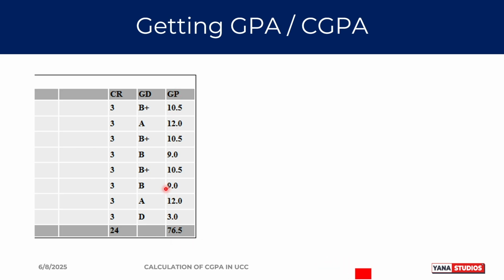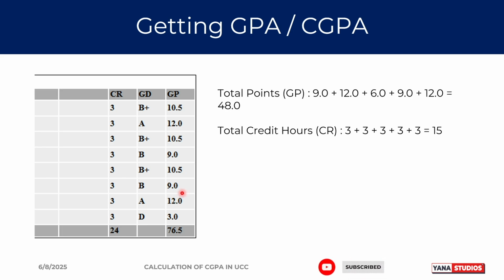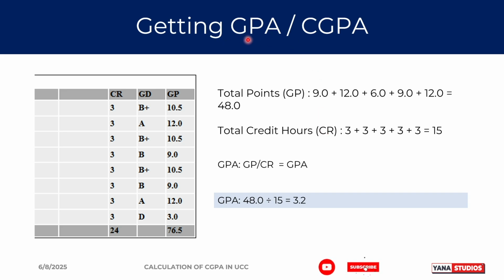You sum all this up, you are going to get this total here, then you divide. So when you divide the total grade points by the credit hours, we are going to get what we call the GPA. We will sum the total point, that's the GP, and the total credit hours. Then we will divide. So dividing, we are going to obtain what we call the GPA.